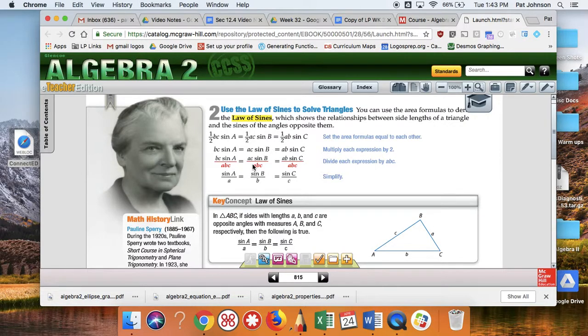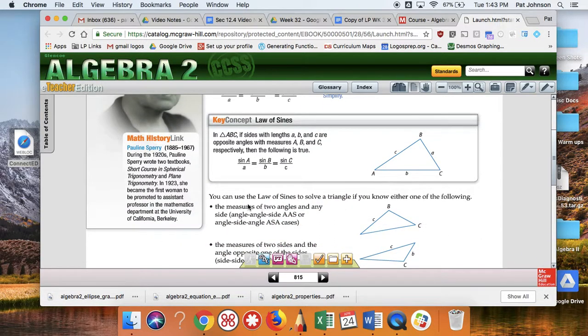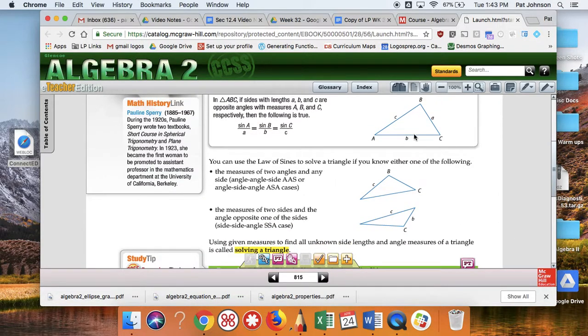When we do that and simplify, the b's and c's cancel out here. So we're left with sine of angle A divided by a is equal to sine of B over b and sine of C over c. This is what we call the law of sines, and that's what this key concept box is saying. They're all equal. So when can we use the law of sines? We use this when, in a triangle, you've got 3 sides and 3 angles.